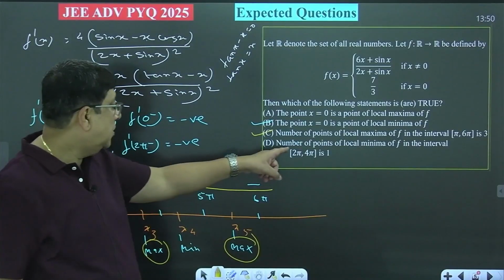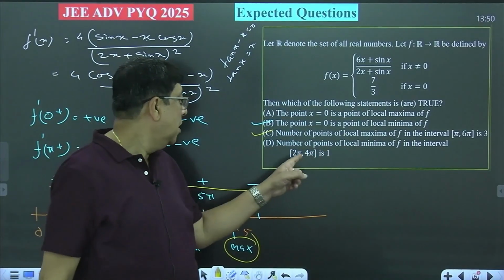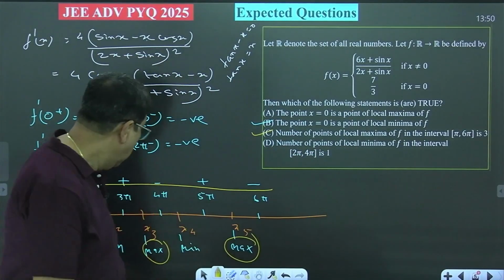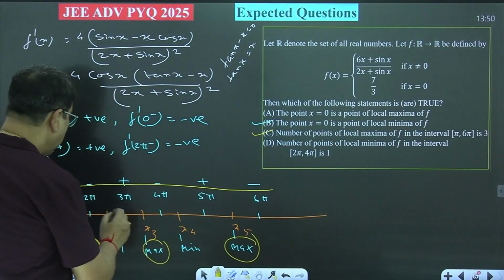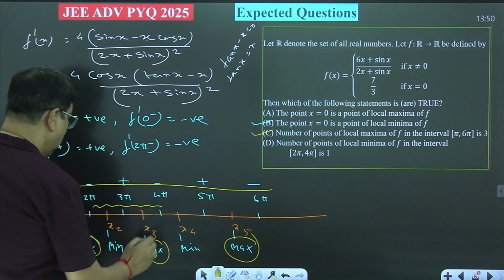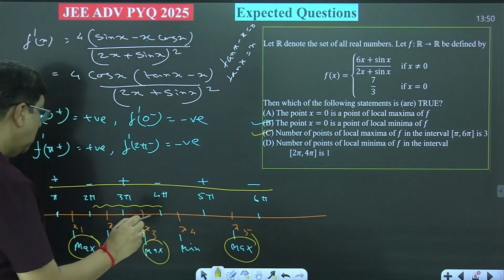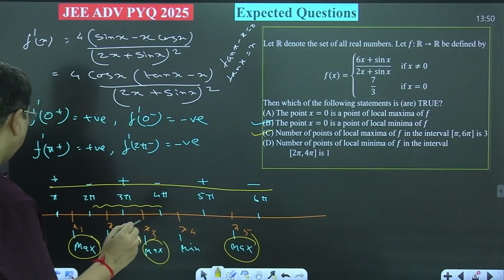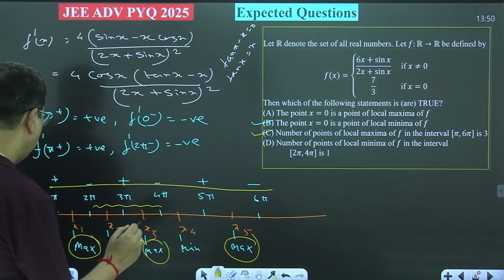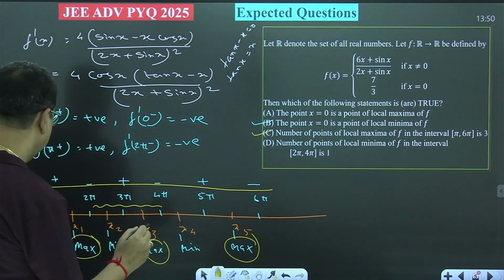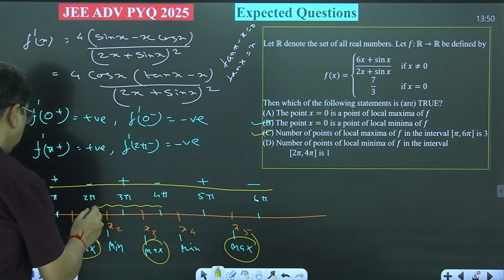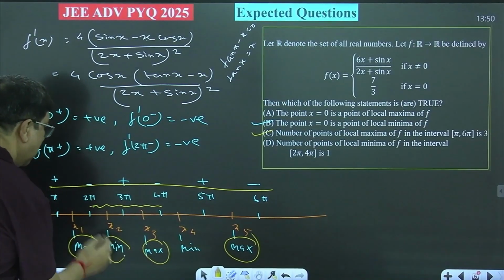And option number D is telling the number of points of local min in 2 pi to 4 pi is 1. What is 2 pi to 4 pi? This is 2 pi to 4 pi. What is coming? The number of local min between 2 pi to 4 pi. Between 2 pi to 4 pi, how many min? This 2 pi to 4 pi has 1 min.